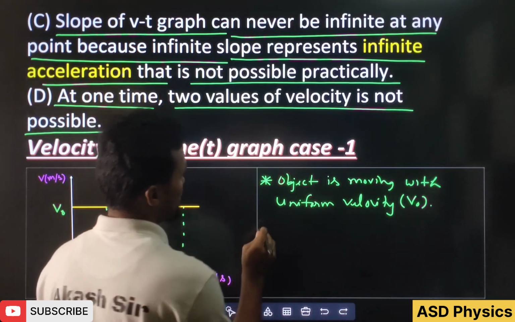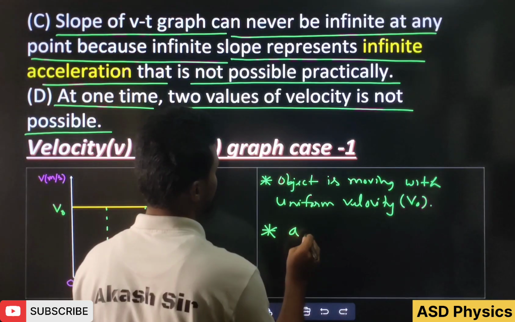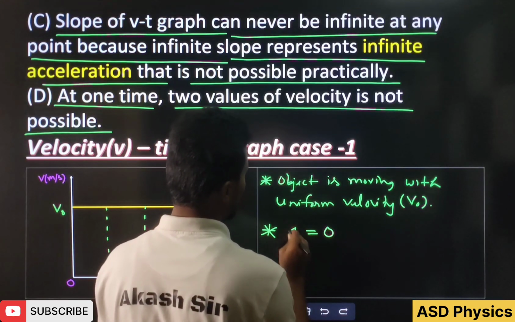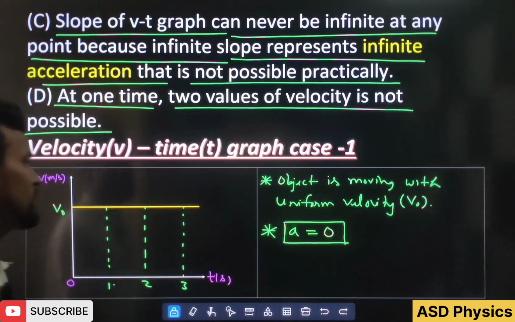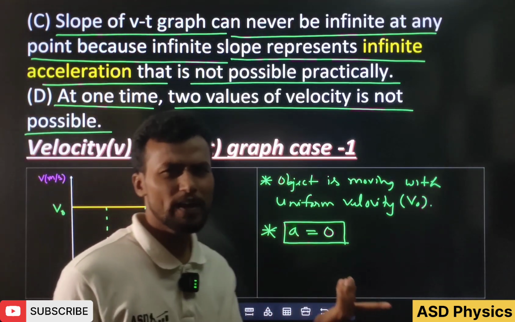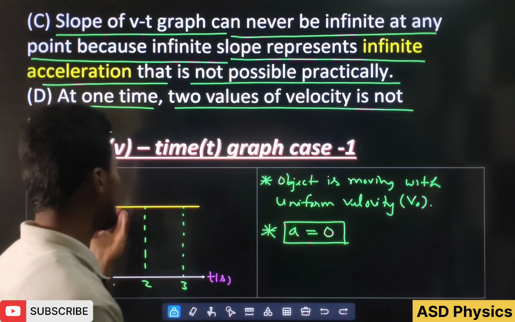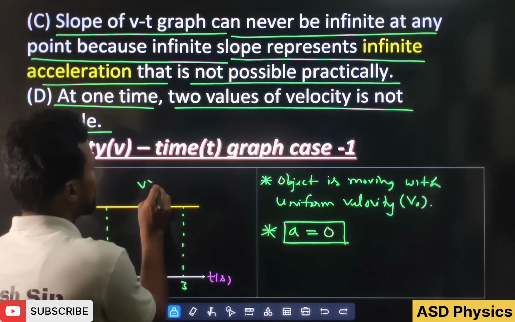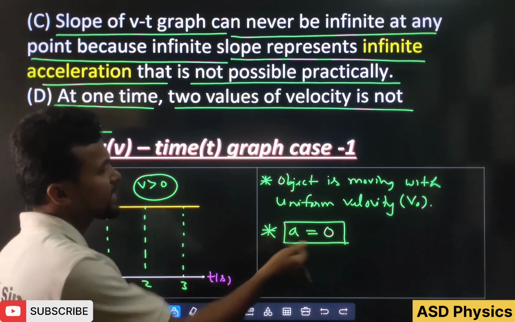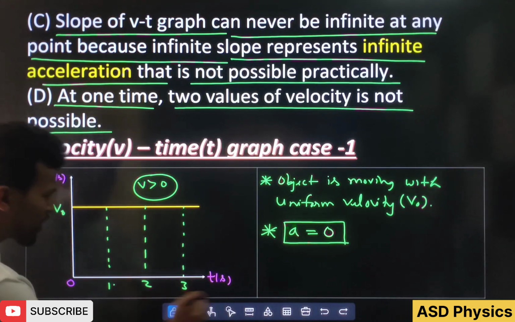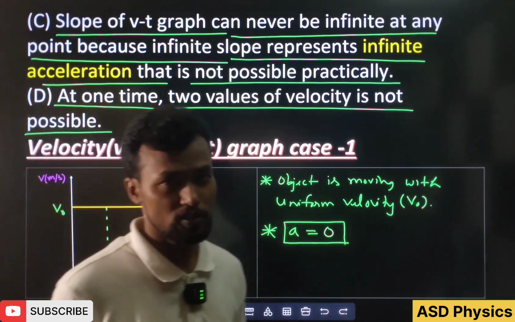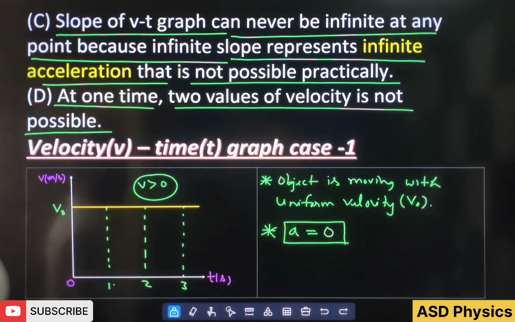Now, as the velocity is uniform, acceleration will come to 0. And velocity is positive, meaning velocity is greater than 0, so we can tell the object is moving away from the origin. If the graph is negative, then we can tell it is moving towards the origin, depending upon the question situation. So that is the velocity-time graph, case 1.